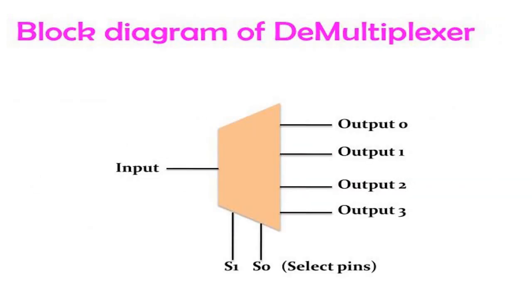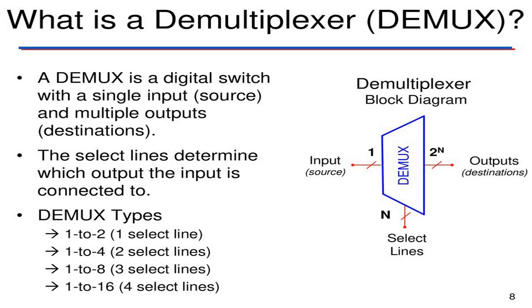So this is the block diagram of the demultiplexer. A single input will be provided, and there will be multiple outputs. Those outputs are selected based on the select pins S1 and S0. So a demultiplexer is a digital switch with a single input source and multiple output destinations. The select line determines which output the input is to be connected to.